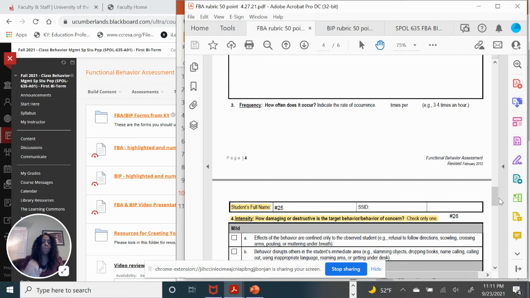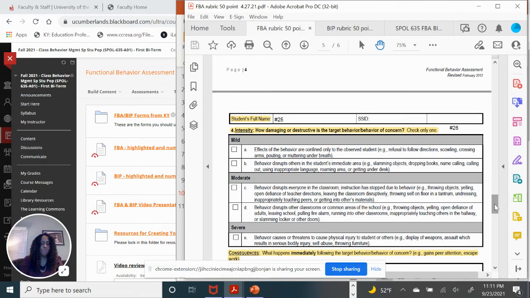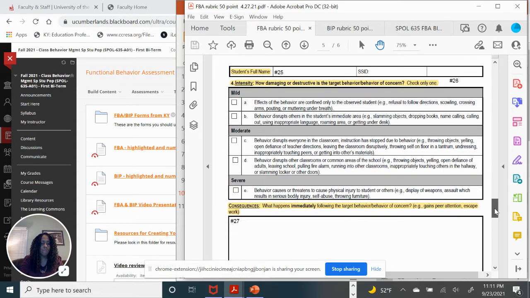So you would use the one that best applies to the behavior that you're talking about. The next thing, again, name, and then we're looking at intensity. So whether we're talking about something that's mild, moderate, or severe. So you're going to read those explanations and choose the one that's most appropriate.